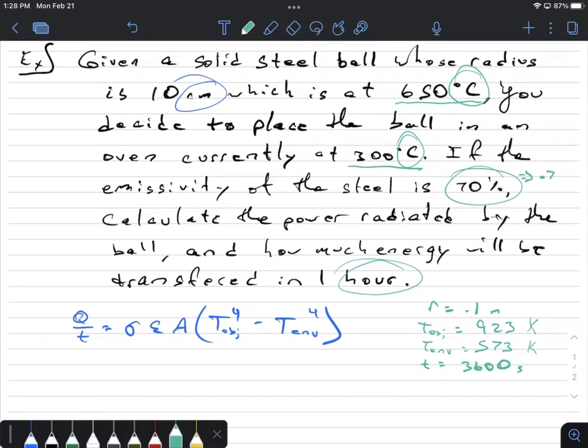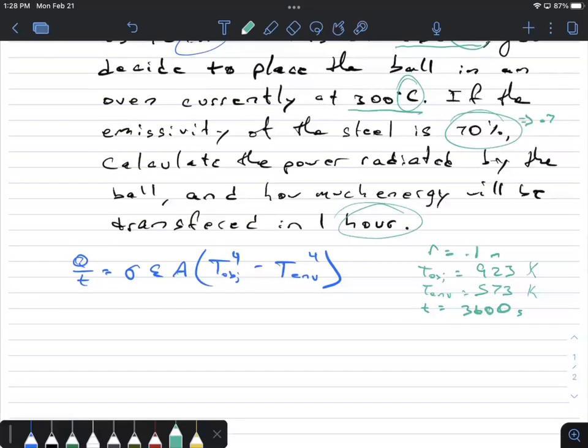All righty. So at this point, let's plug the numbers in. Part A asked me to find the power radiated. And I know that power radiated means Q over T. So I just plug the numbers into this equation. Sigma, that's the Stefan-Boltzmann constant. This will be a number given on the test, so you don't have to memorize it, but it's not so bad. It's 5.67 times 10 to the minus 8. Emissivity, 0.7 for 70%. Area, well, what do I know? This is a sphere. And I know the surface area of a sphere is given by the equation 4 pi times the radius, which I know is 0.1, squared. Okay, so that's the equation for the area.